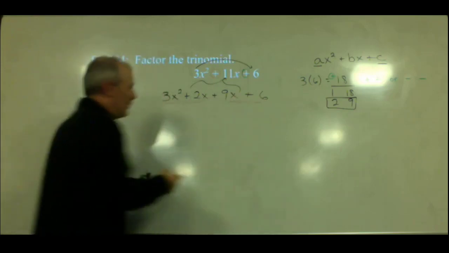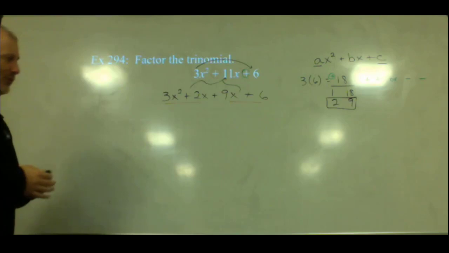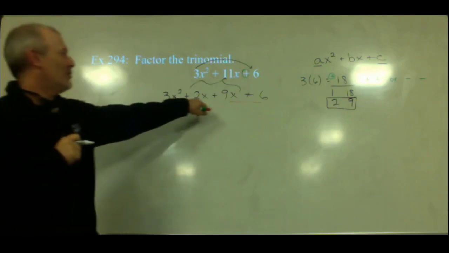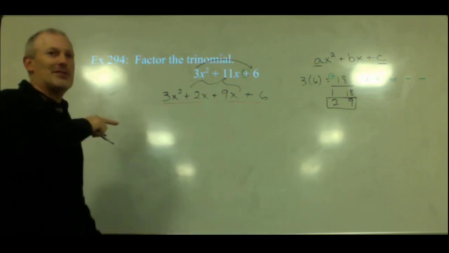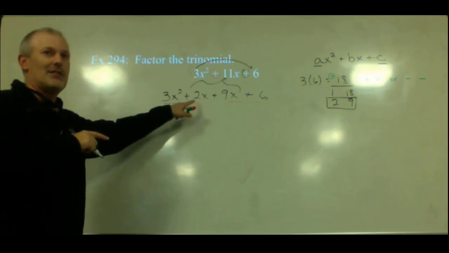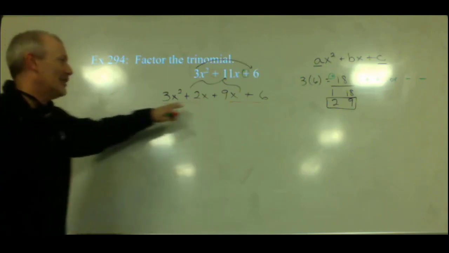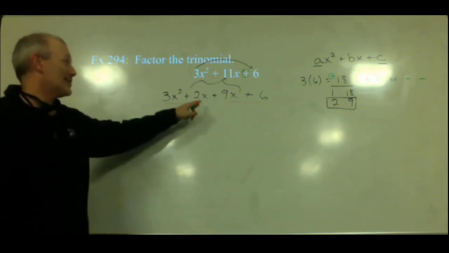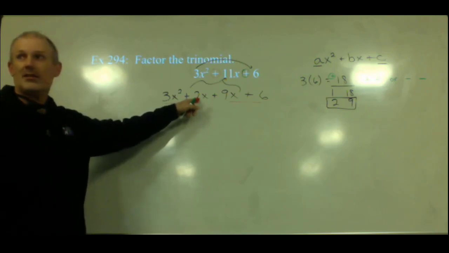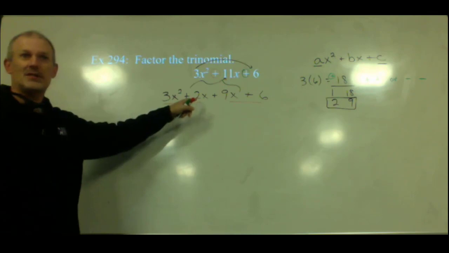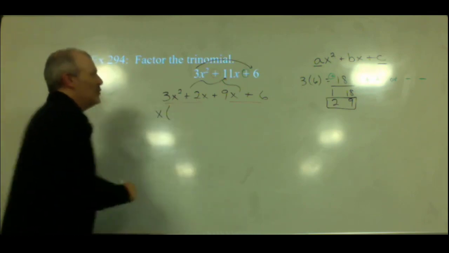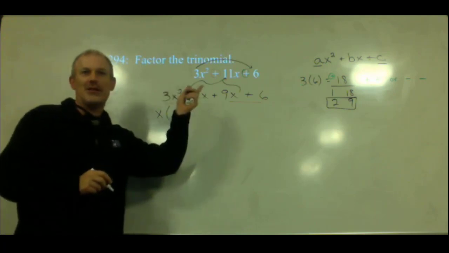We factor by grouping. What can we take out of the first group? 3x? Nope, because 3 won't go. Did you put the 2 here or the 9 here? 2. Okay, then we can't take a 3 out of this because this one doesn't have a 3. So we can only factor out an x. Now, if you put your 9x there, then yes, you would have been right. You could factor out a 3x.